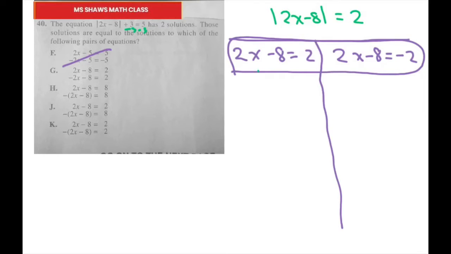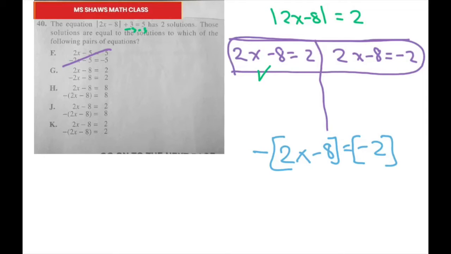So this one matches up, but what I'm going to do is take this negative and negate everything. Let me erase this. If I take 2x minus 8 equals negative 2 and negate each piece, put a negative in front, you have negative 2x minus 8. And when you negate this side, you get a positive 2. So the answer here is going to be K. But this is usually set up with absolute value functions.